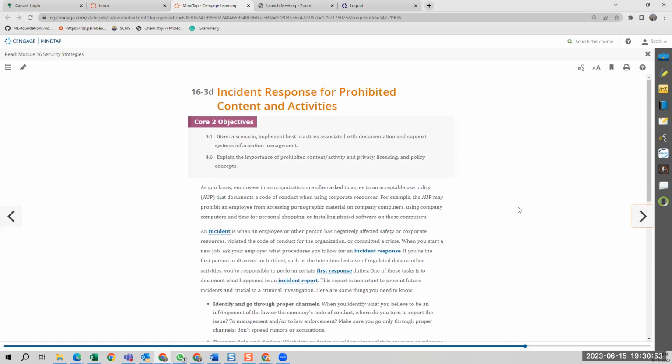So this is where we get to, how do you respond when people are doing things they're not supposed to be doing? And it's got to be part of the policy. So we've got to have a policy in place. Here's how you're supposed to do what you're supposed to do.